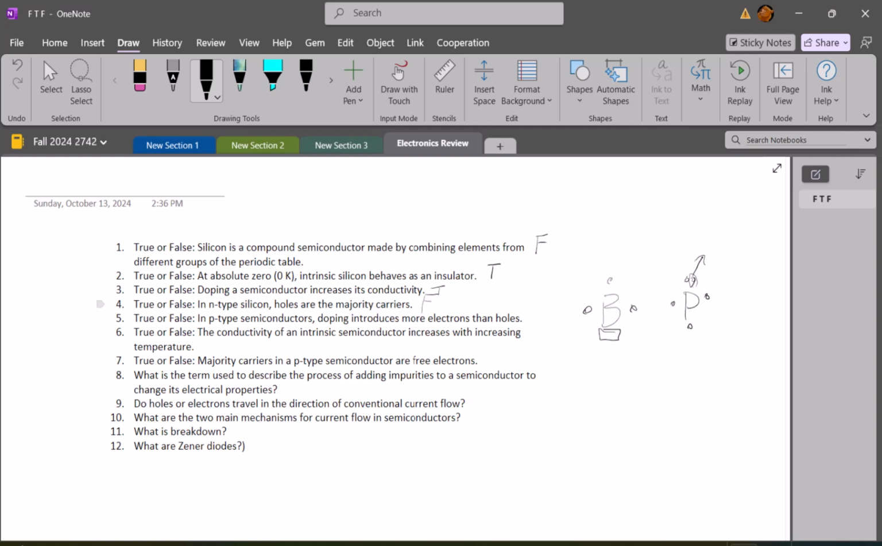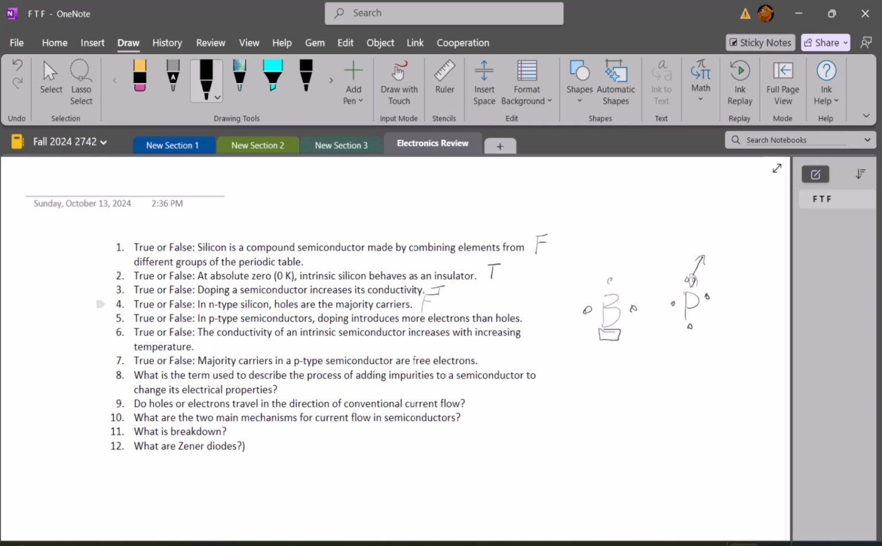Now, here's a question for you: we're talking about these electrons and holes. Is the silicon charged? Does it have a charge? The answer is no, it doesn't. You still have the same number of positive and negative charges, so overall it does not have a charge. It just means that there are charged particles that are able to move around, but overall it is still neutral.